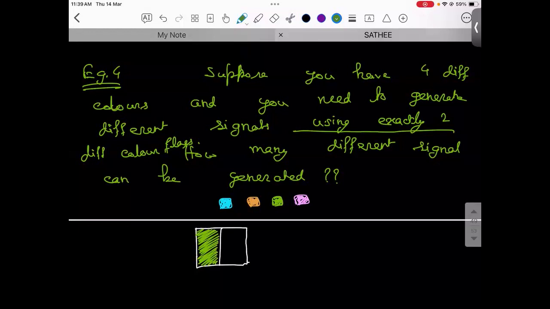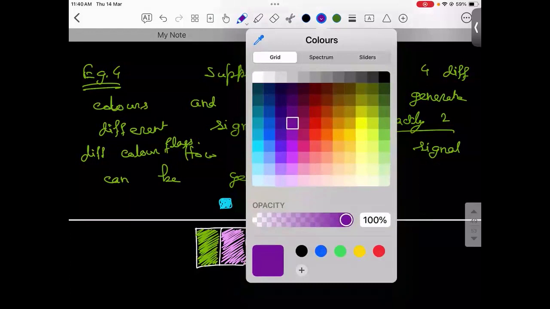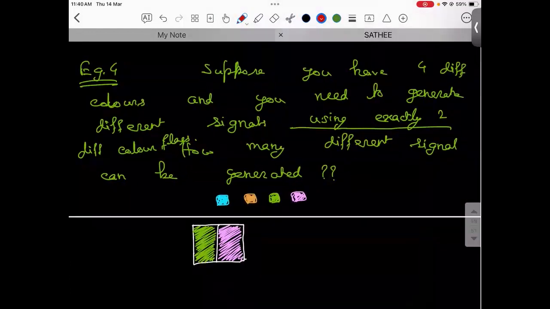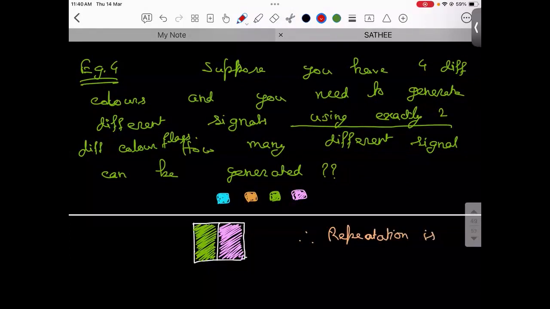So that makes some combination of signals. Okay, and that usually use different colors. So I will use 2 different colors for this signal. Okay, so here repetition is not allowed. Just note, repetition is not allowed.